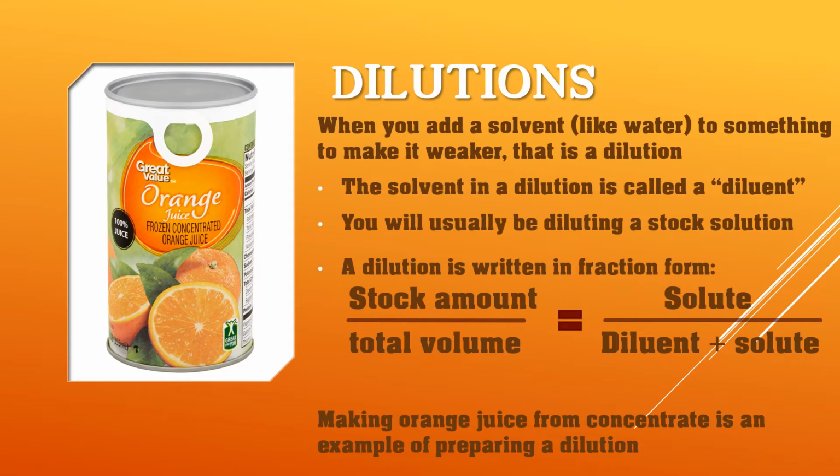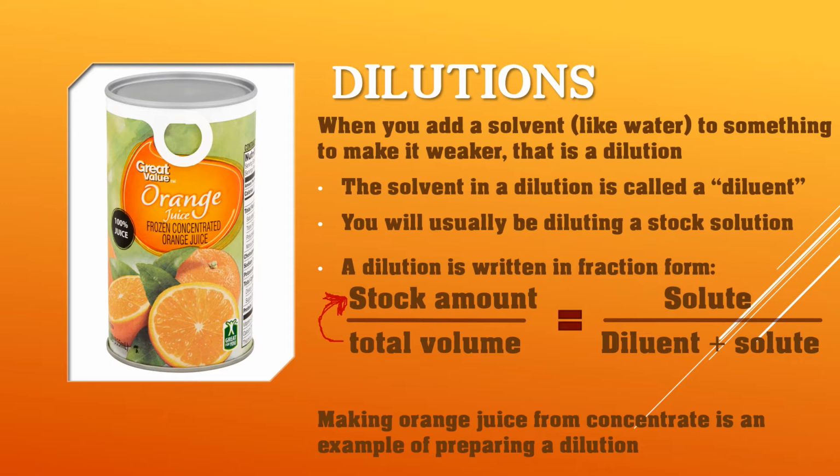Now, a dilution is written in fraction form. There's the stock amount over the total volume. The stock amount would be what it is you're going to dilute, if you have like 1 mole of hydroxide, and then the total volume would be what you end up with at the end, the entire amount that you end up with after you've diluted it.